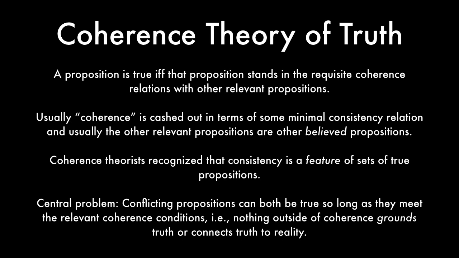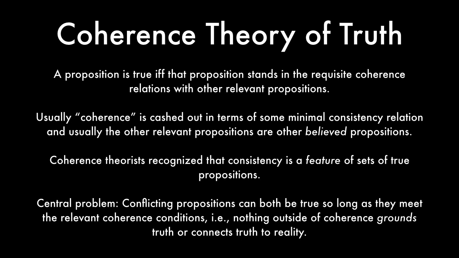So, for example, if I believe propositions x, y, and z, and A is coherent with propositions x, y, and z, then A is true. But if you believe propositions B, C, and D, and not A is coherent with or consistent with propositions B, C, and D, then not A is true. But this means that both A and not A are true. But this can't be the case. This would be very strange if we had two conflicting propositions, A and not A, that were both true.